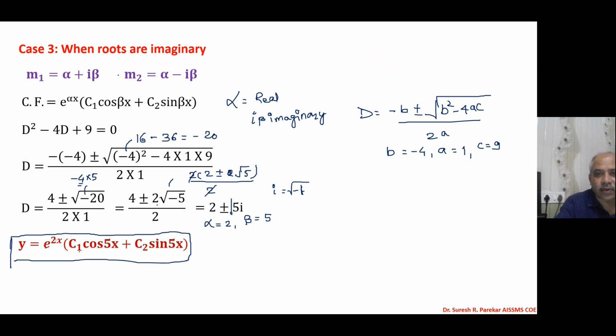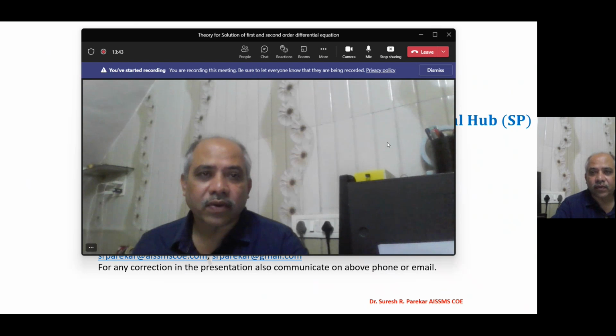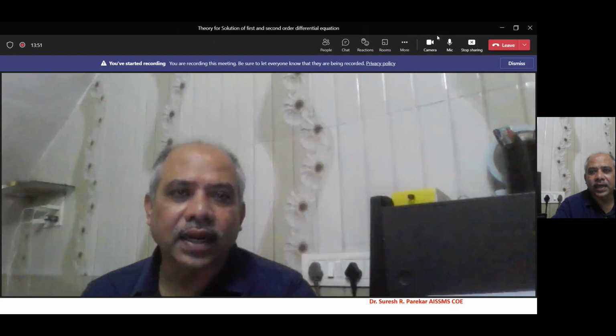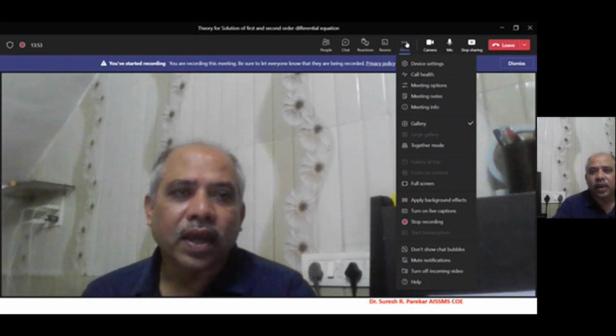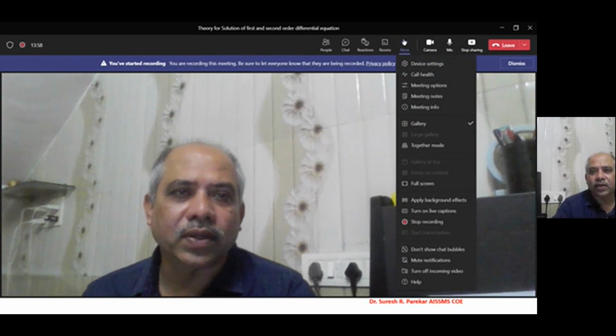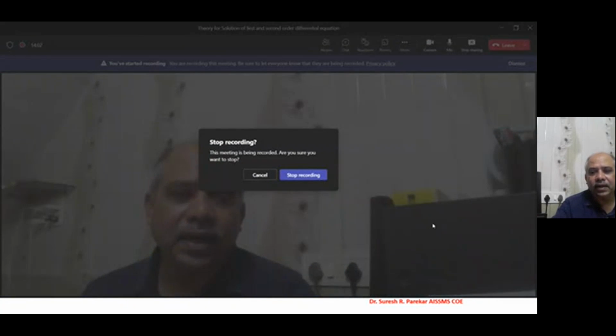So likewise we have to solve the problems related to the solution of linear differential equations. But in this we are with order 1 and order 2, provided q is equal to 0, that is, the particular integral is equal to 0, and only then can we solve this problem. So this is all about the solution of linear differential equations.